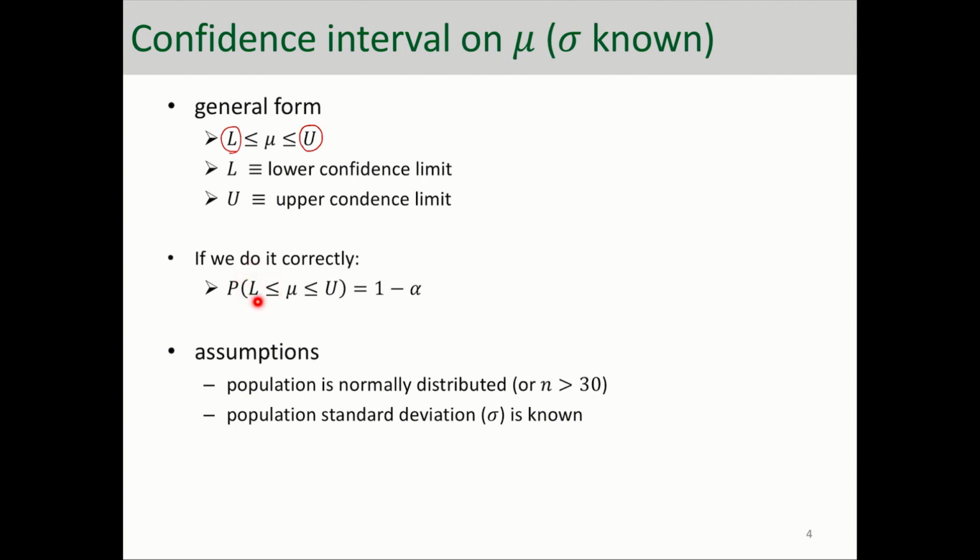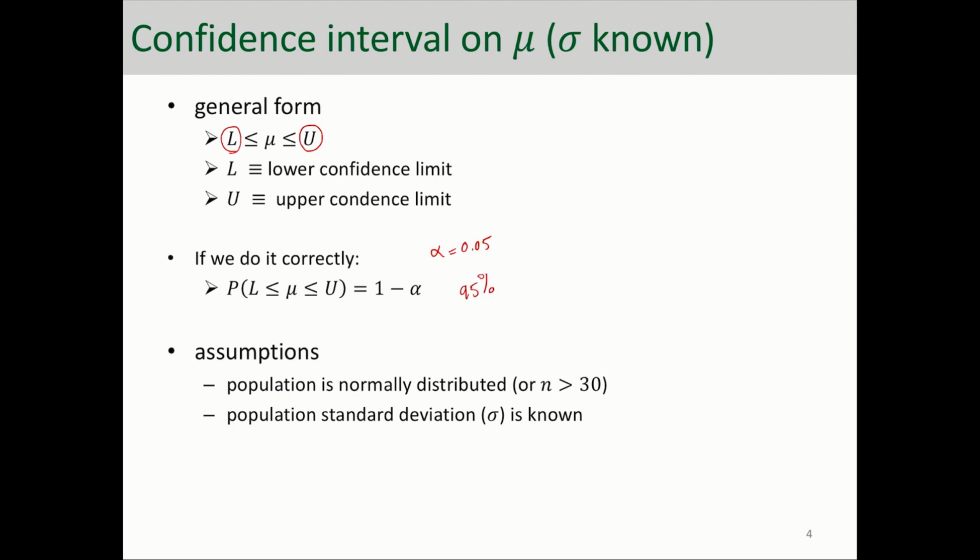Basically, you want to calculate this L and U, the lower and upper confidence limits, in such a way that the probability of mu between those two values is 1 minus alpha. Well, you probably remember that alpha is probability of type 1 error, and that's the level of significance. Let's say that your alpha is 5%. That means you want to find L and U in such a way that the probability of the true population mean mu being between those two is 1 minus alpha, which is 95%.